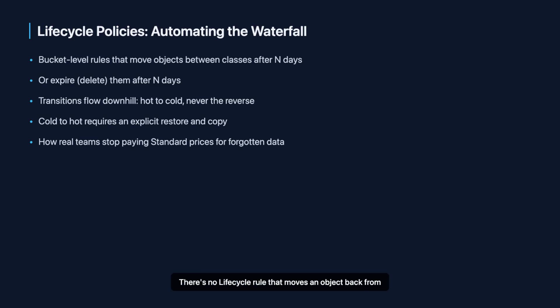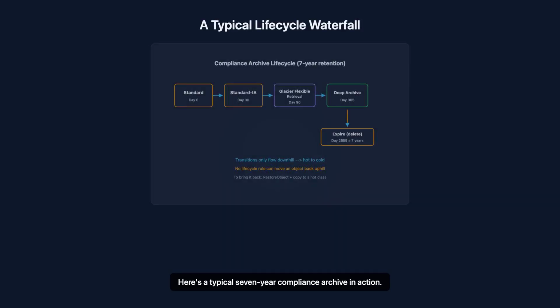There's no lifecycle rule that moves an object back from a colder tier to a hotter one, that requires an explicit restore and a copy. Lifecycle policies are how real teams stop paying standard prices for data nobody has touched in months. Here's a typical 7-year compliance archive in action.